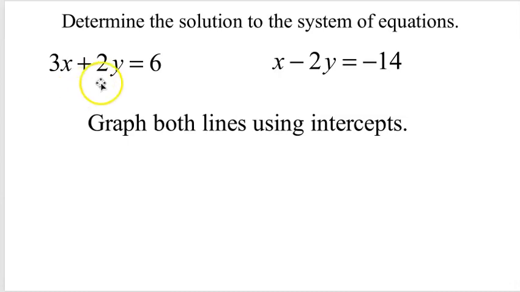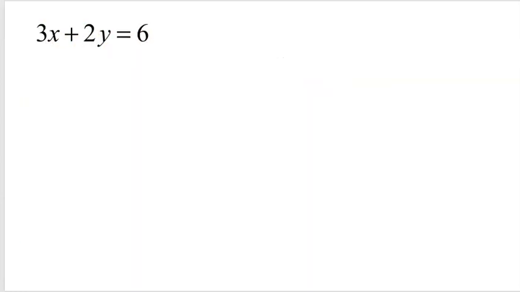So we could certainly write this in y equals mx plus b form to get the y-intercept, but I'm going to do something a little different here. The first equation I have is 3x plus 2y equals 6. I want the y-intercept. The y-intercept occurs when x is 0. So I'll plug 0 in for x in that first equation to get the y-intercept.